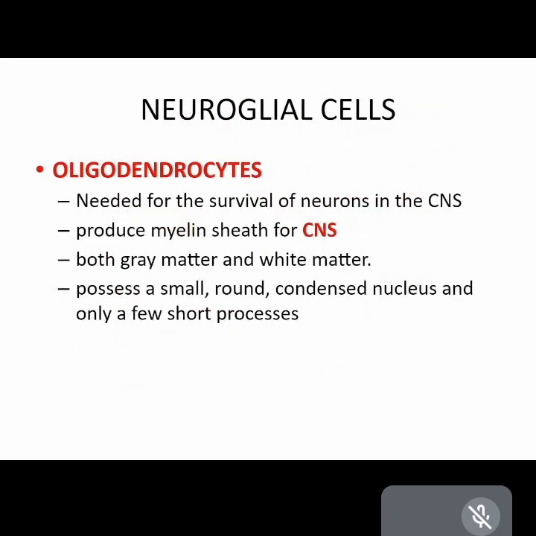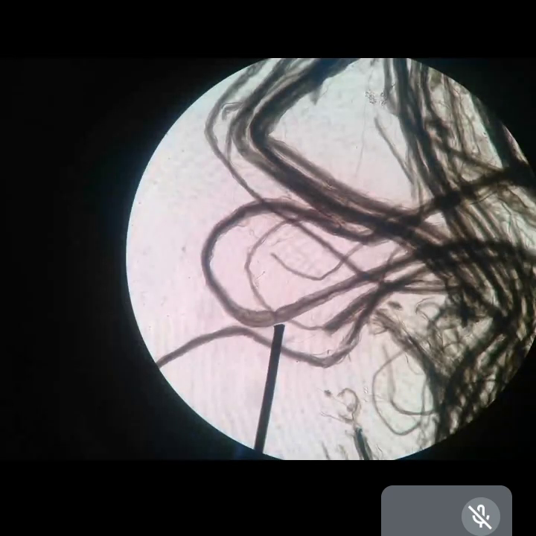Oligodendrocytes are the ones needed for the survival of neurons in the CNS. They are responsible for producing the myelin sheath in the CNS. They are found in both the white and the gray matter. They possess a small, round, condensed nucleus and only a few short processes. These are the oligodendrocytes.